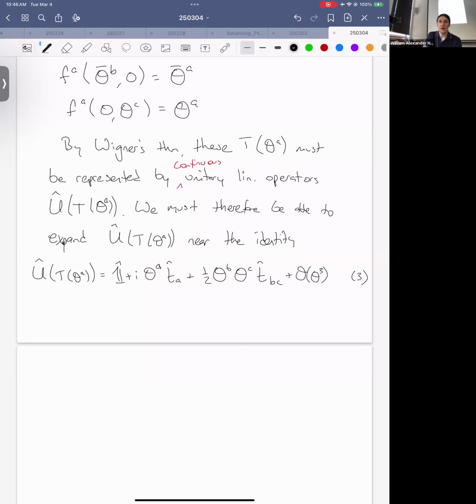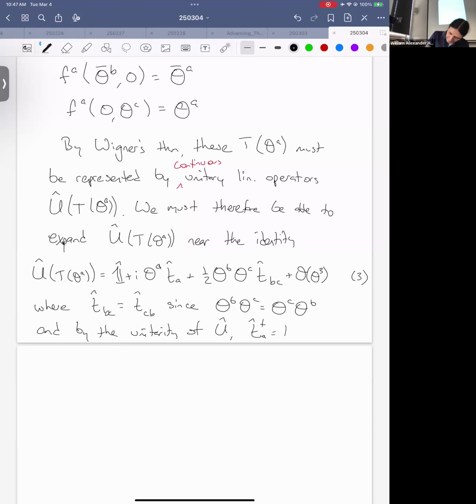Now we're going to start understanding some properties of the operators. Theta B and theta C, these are just real numbers, so I can change the order freely. And so that tells me then that T BC must be equal to T CB. And by the unitarity, we have that T hat A dagger equals T hat A, which we said many times before.